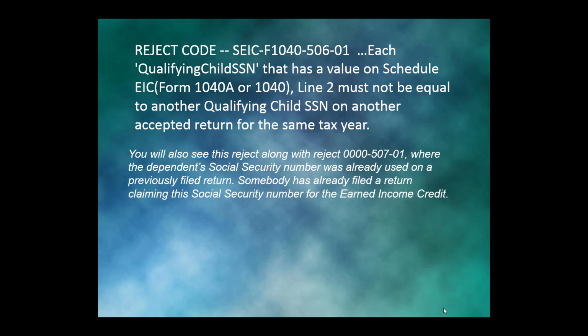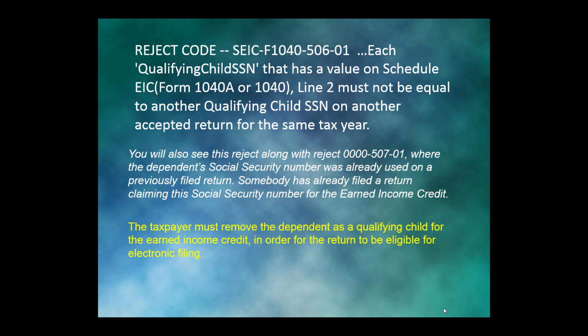You'll also see this reject along with Reject 507, where the dependent Social Security number was already used on a previously filed return. Somebody has already filed a return claiming this Social Security number for the Earned Income Credit. The taxpayer must remove the dependent as a qualifying child for EIC in order for the return to be eligible for electronic filing. If the taxpayer believes that this reject is in error, leave the dependent listed for the qualifying child and mail a paper return.